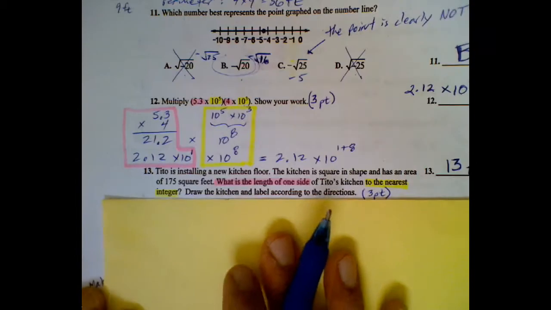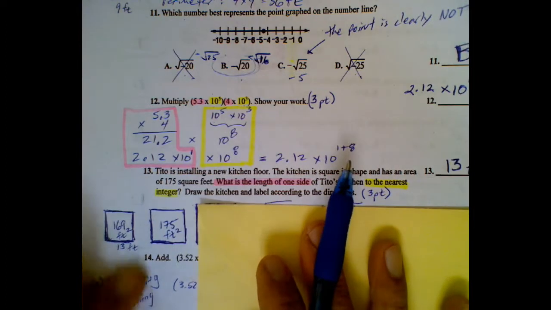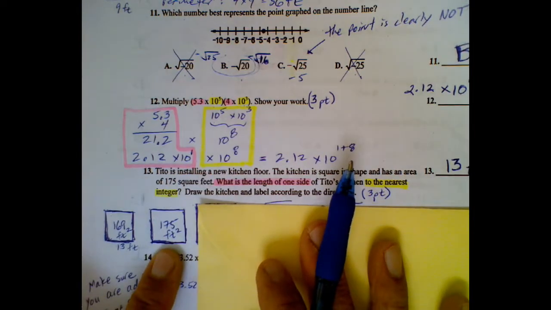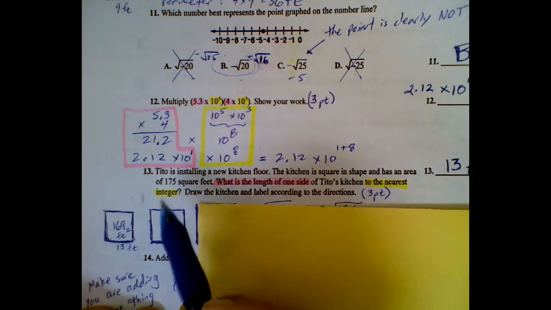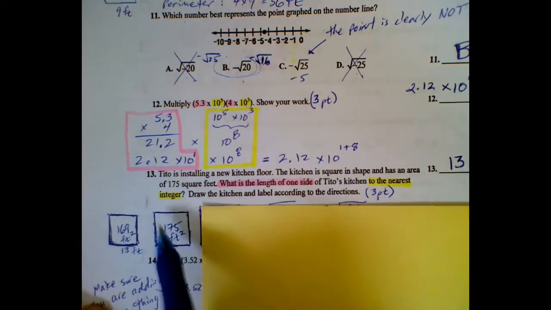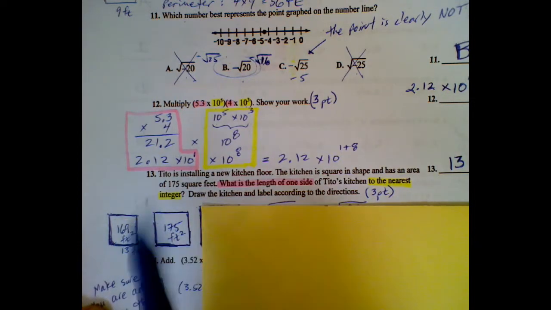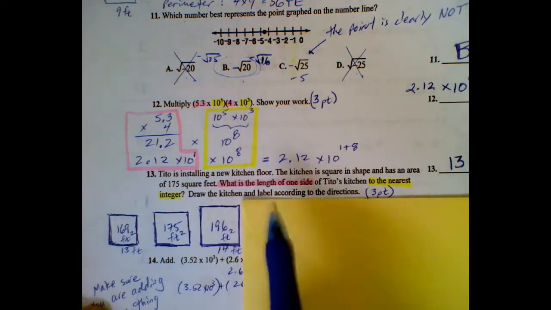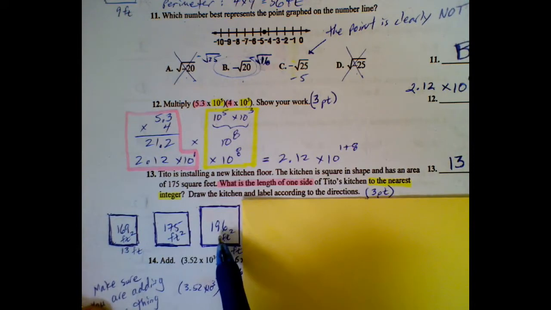So let's do the drawing first. Here's Tito's kitchen, right? It's a square, has an area of 175 square feet. I want to know what the length of a side is to the nearest integer. Well, conveniently, what I need to know is what square number is directly below 175, 169, and what square number is directly above 175, 196.